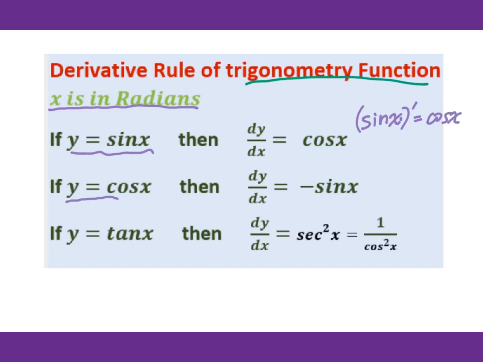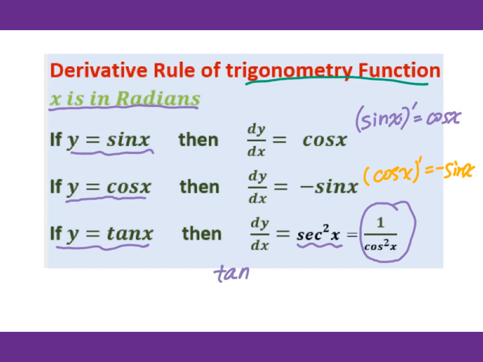If y equals cosine x, then dy by dx equals negative sine x. We can write down the derivative of cosine x equals negative sine x. For y equals tangent x, then dy by dx equals secant squared x. It will be 1 over cosine squared x. So we can write down the derivative of tangent x equals 1 over cosine squared x.